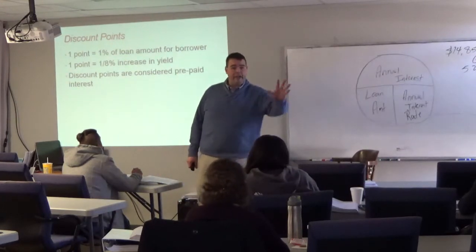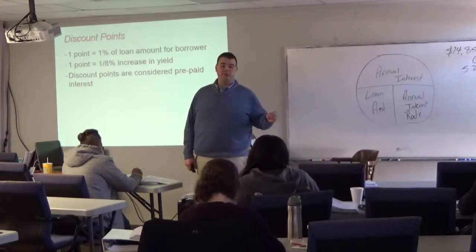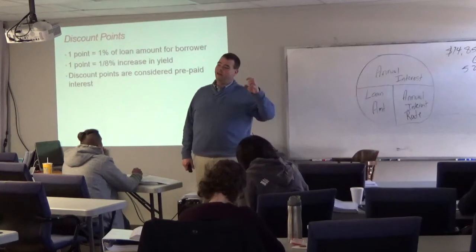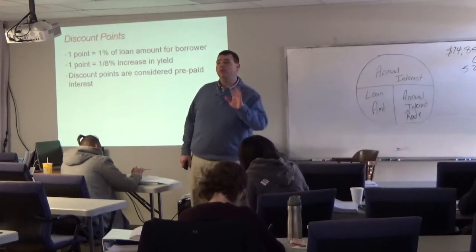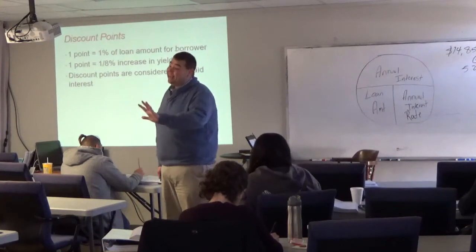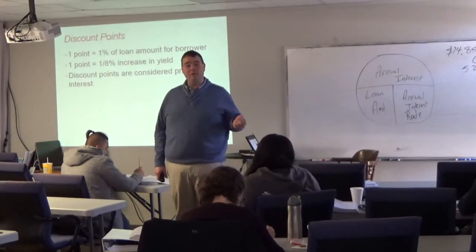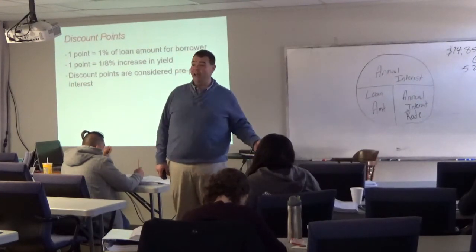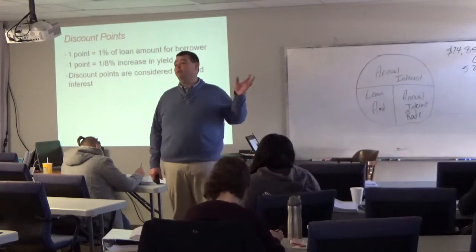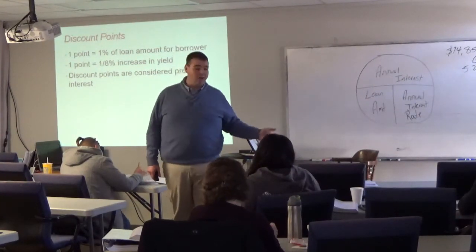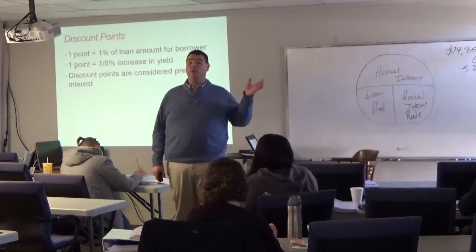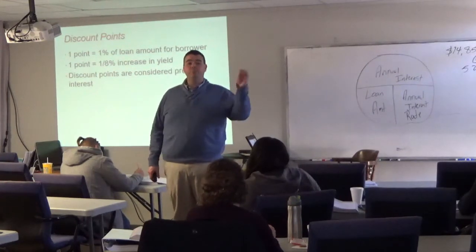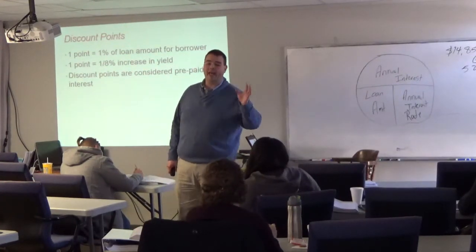Each one that I purchase is going to lower my interest rate by 1/8%. Not 1%, but 1/8%. So for example, if I wanted to lower my interest rate from 4 1/8 to 4, I'd have to buy what? 1 point. If I wanted to lower it from 4 1/4 to 4, I'd have to buy 2 points. If I wanted to lower it from 4.375 to 4, I'd have to buy 3 points. If I wanted to lower it from 4.5 to 4, I'd have to buy 4 points. Each point is going to change the rate by 1/8%.